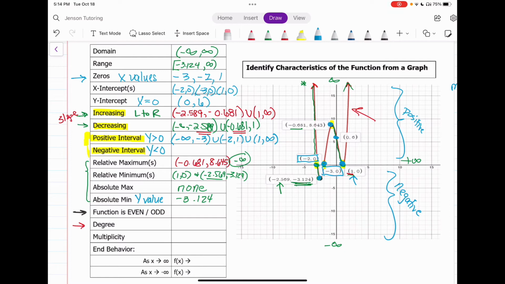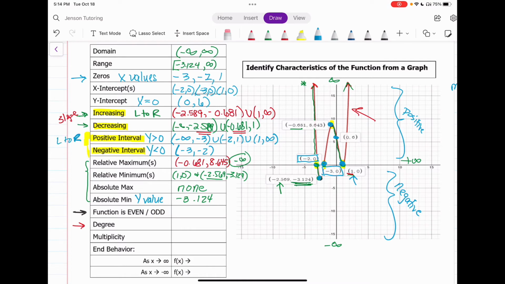Okay, and so then where is the graph negative? The graph is negative just between x is -3 until x is -2. So it's important with the interval notation that you're writing it in the correct order, left to right.